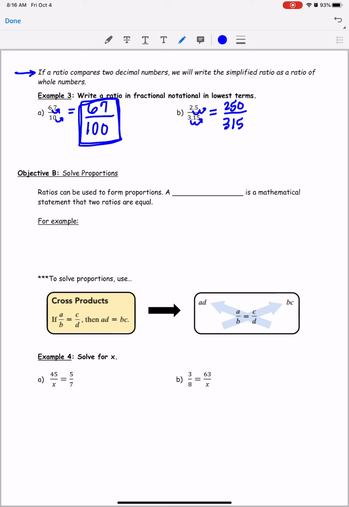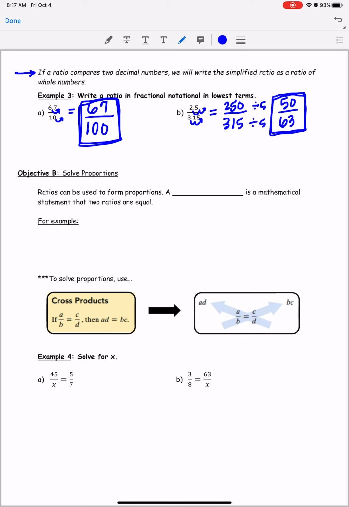So let's reduce. They end in a 5 and a 0, so I know I can divide these at least by 5. So 250 divided by 5 gives me 50. And 315 divided by 5 gives me 63. And I want to say that's as simple as that can go. Yes. Okay, so reduce when and if you can.